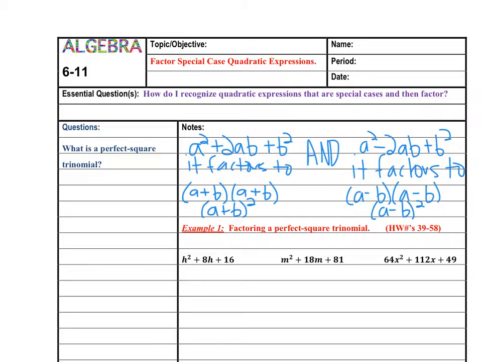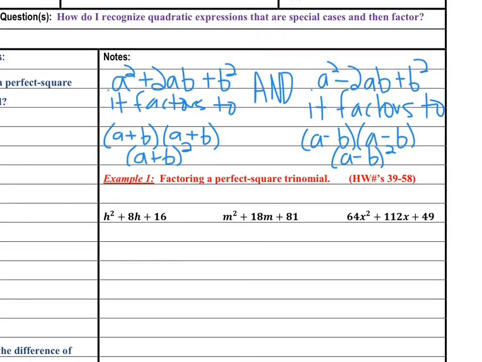So we've got some examples here. It says h squared plus 8h plus 16. So right away I see that this is 4 squared, this is h squared, and this is 2 times 4 times h. So it can factor right away into h plus 4, which is the same thing as h plus 4 squared.